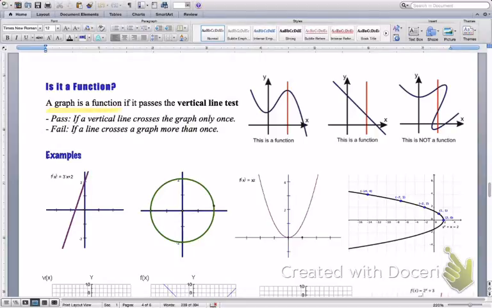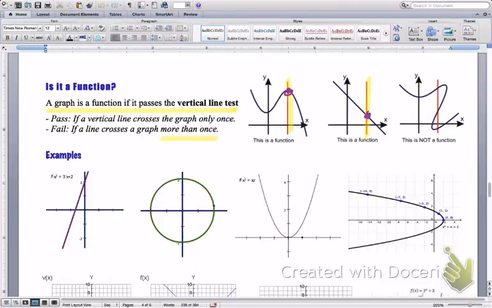So let's go ahead and see the requirement to decide if something is a function or not. So a graph is a function if it passes something called the vertical line test. So what that means is if I draw a vertical line, and if at any point this vertical line hits the graph more than once, it is not a function. So again, pass if a vertical line crosses the graph once, only one time. It fails if the line crosses a graph more than once. So looking at our first one, it only hits the graph one time. Looking at our second, I draw the vertical line. It only hits the graph once.